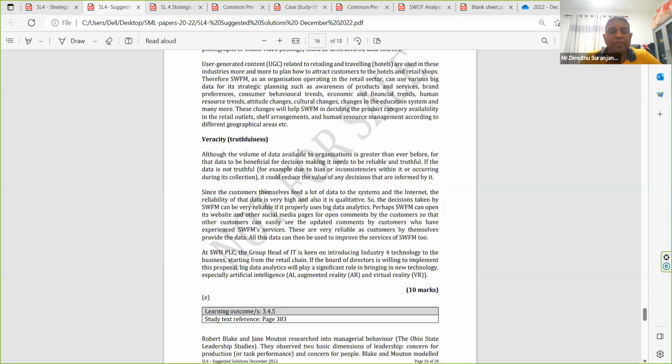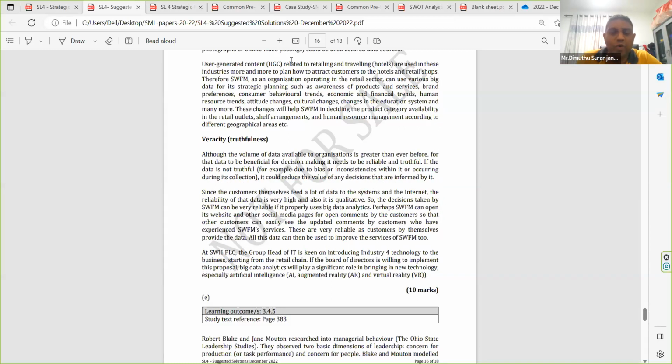Then veracity, truthfulness. Although the volume of data available to organizations is greater than ever before, for that data to be beneficial for decision making, it needs to be reliable and truthful. If the data is not truthful, it could reduce the value of any decisions that are informed by it. If the customers themselves feed a lot of data to the system and the internet, the reliability of that data is very high, and so is the quality. The decision taken by SWFM can be very reliable if it properly uses big data analytics.